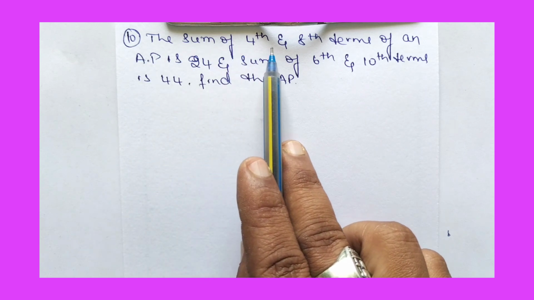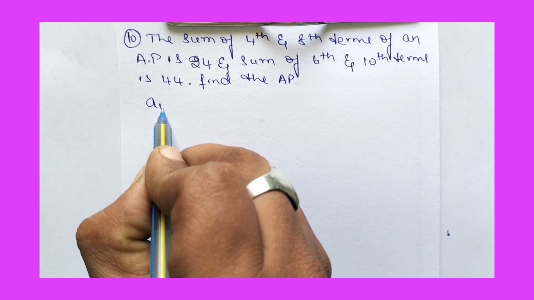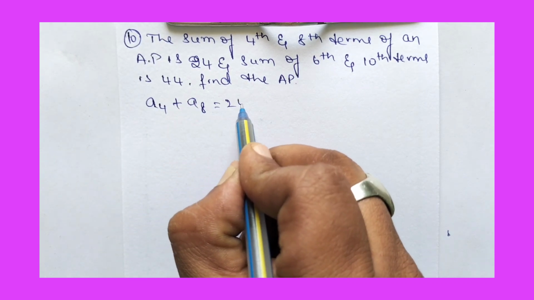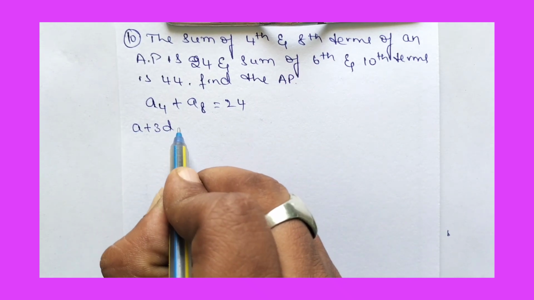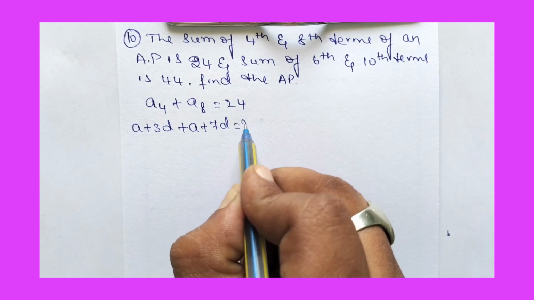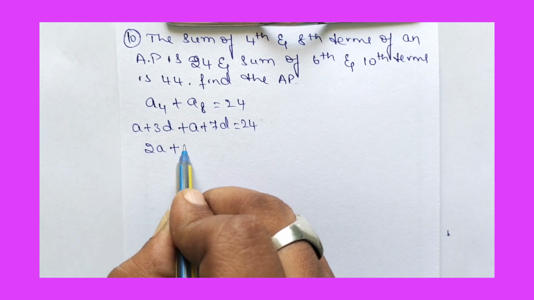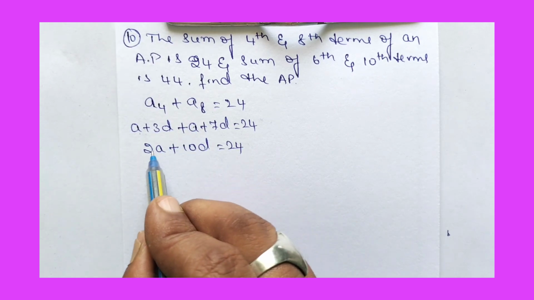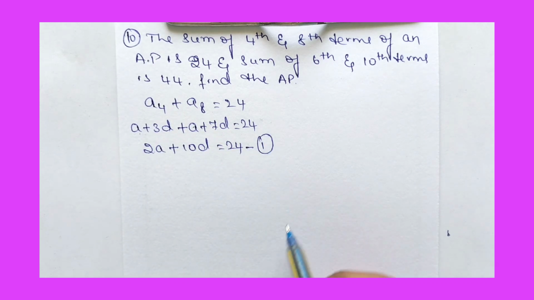The sum of the 4th and 8th term of an AP is 24. 4th term andre A4, 8th term andre A8, which is equal to 24. A4 can be written as a plus 3d, A8 can be written as a plus 7d, which is equal to 24. I'll get 2a plus 10d, which is equal to 24. A plus a become 2a, 3d plus 7d become 10d, you call it as equation 1.